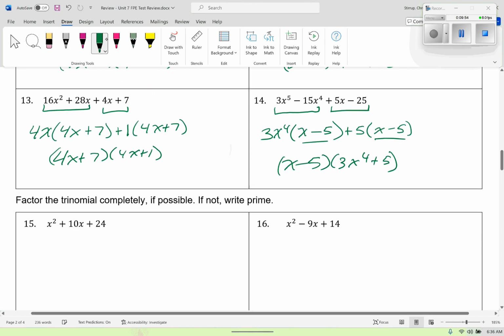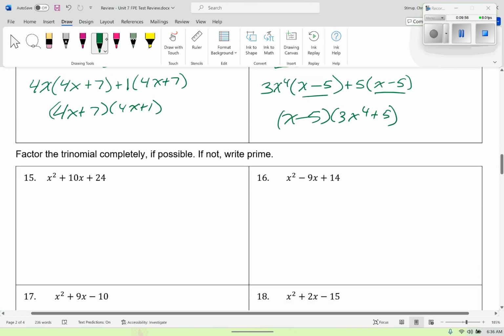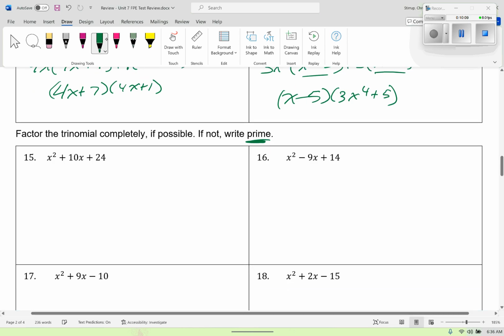Okay. Number 15, again, we are not solving, we're just factoring. There's no equal sign. So remember, we talked about this word prime. So if it doesn't factor, you just write prime.